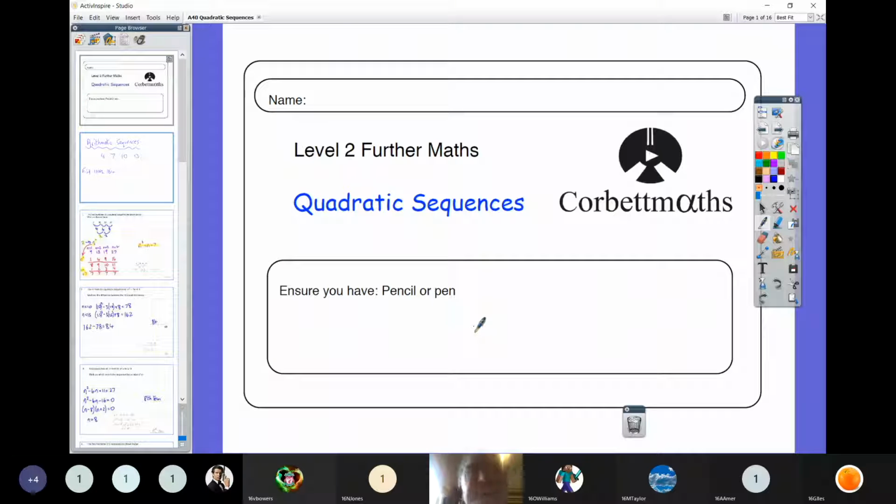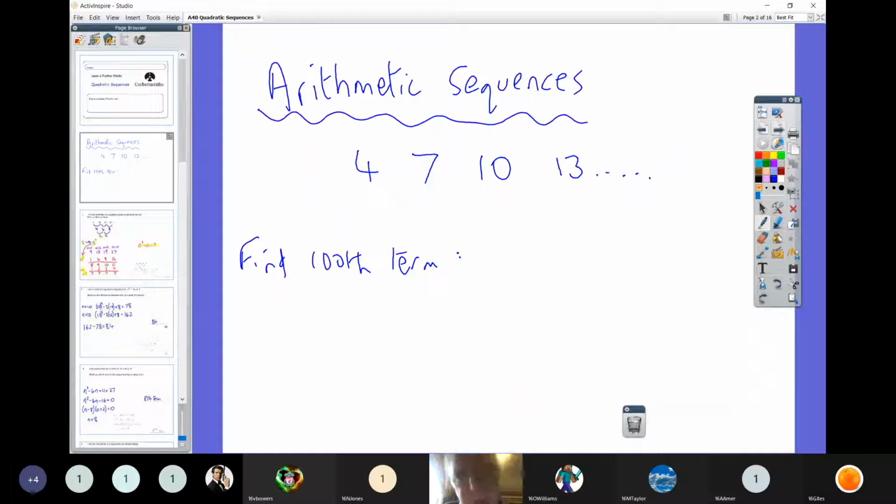Quadratic sequences. Now, they're not part of the IGCSE, but they are part of the GCSE, and they are part of the A-level. So it's all useful stuff. So just before we launch into quadratic sequences, let's just remind ourselves of what we do know what to do.